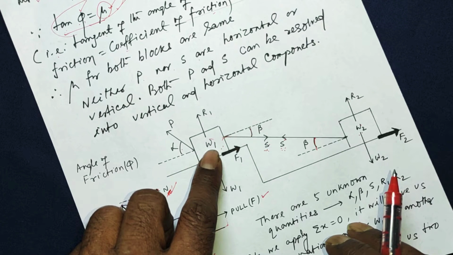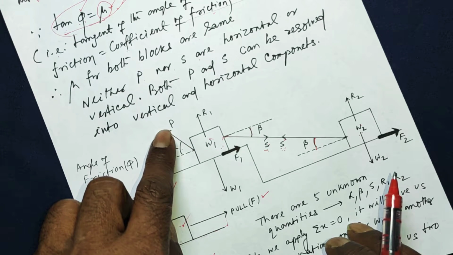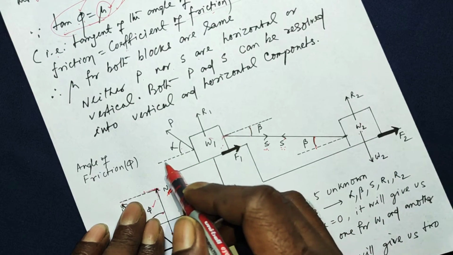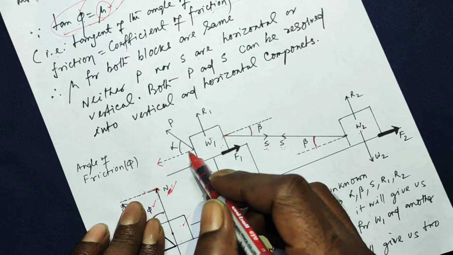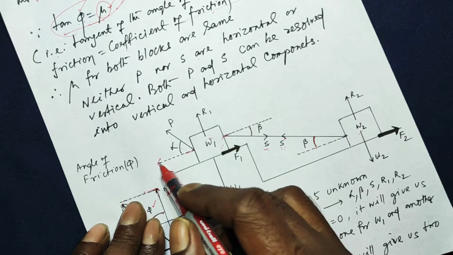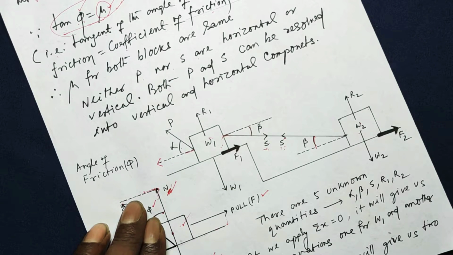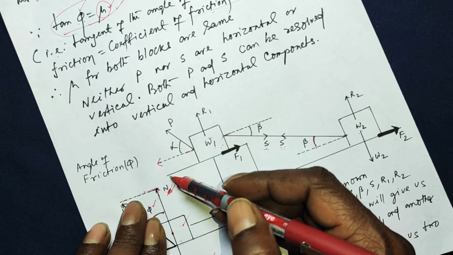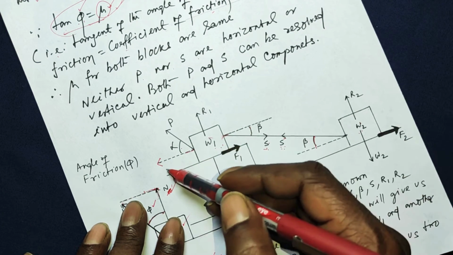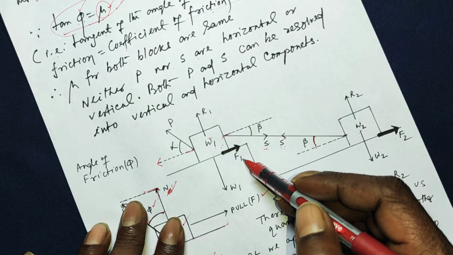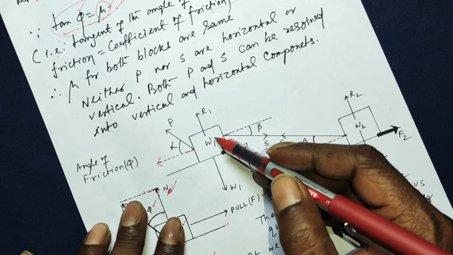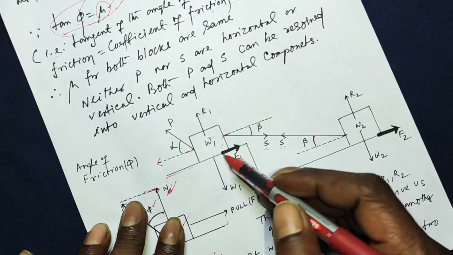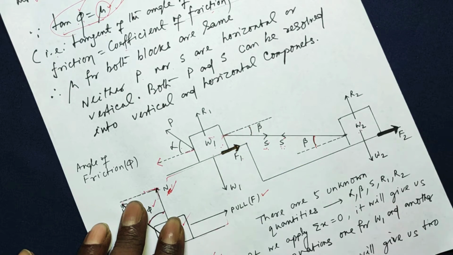So when you are pulling this weight W1 to this side with a force P, making an angle alpha with the horizontal, this part, from here to here, will be P times cos alpha, due to which this block W1 will tend to move to this side. So to oppose its motion, the force of friction, let it be F1, between the lower surface of the block W1 and this surface, will be to this side.